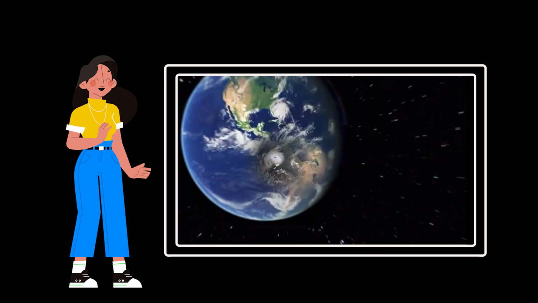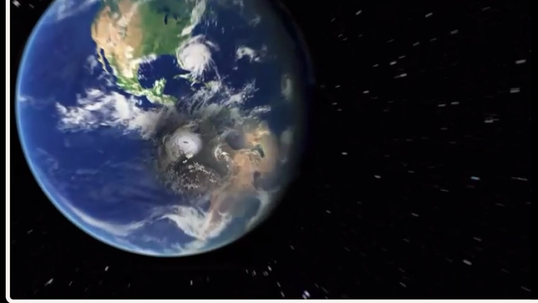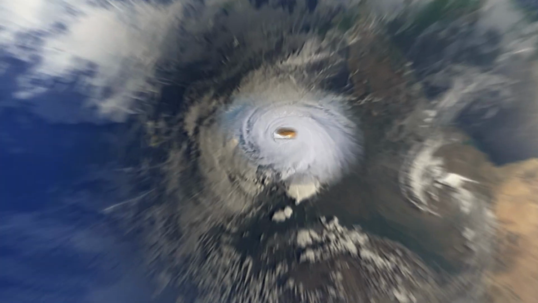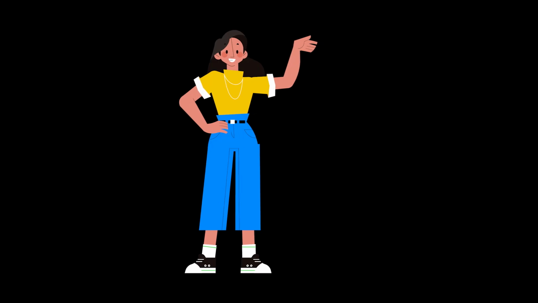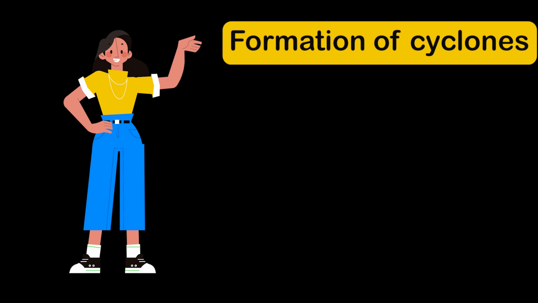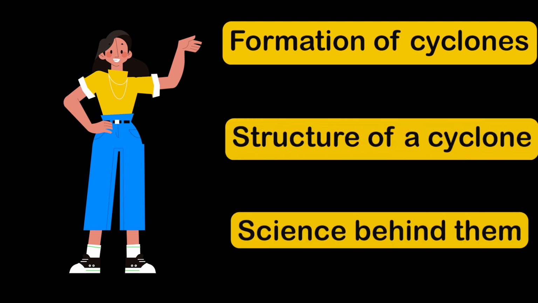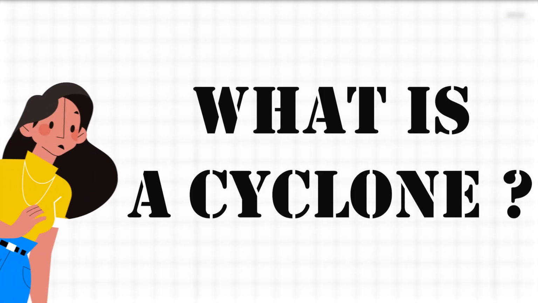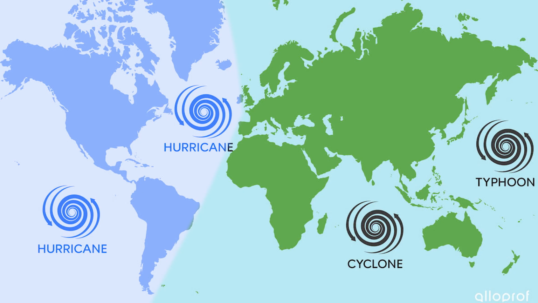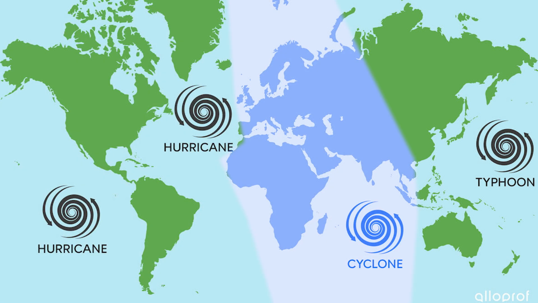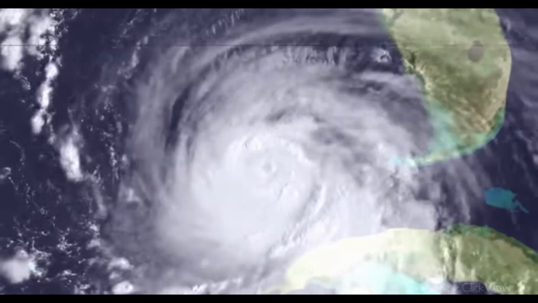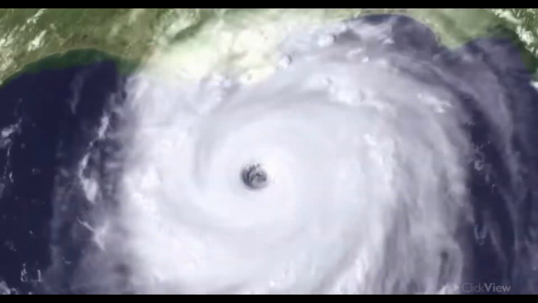Welcome to my channel. Today we will have a detailed discussion on one of nature's most powerful and destructive phenomena, cyclones. In this video, we will explore how cyclones form, the intricate structure, and the science behind these massive storms. What is a cyclone? Cyclones, also known as hurricanes or typhoons depending on their location, are large scale air masses that rotate around a strong center of low atmospheric pressure.